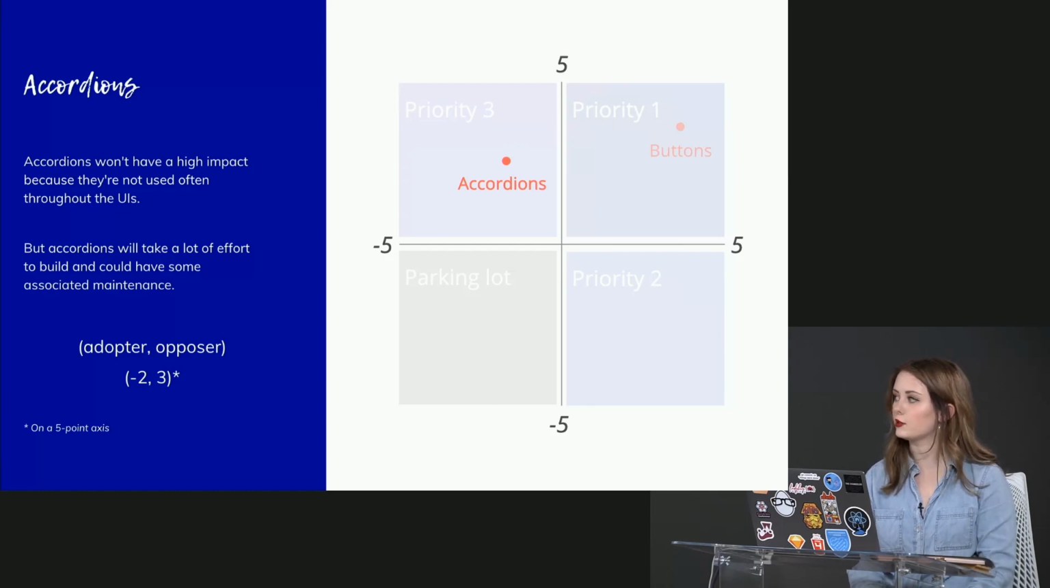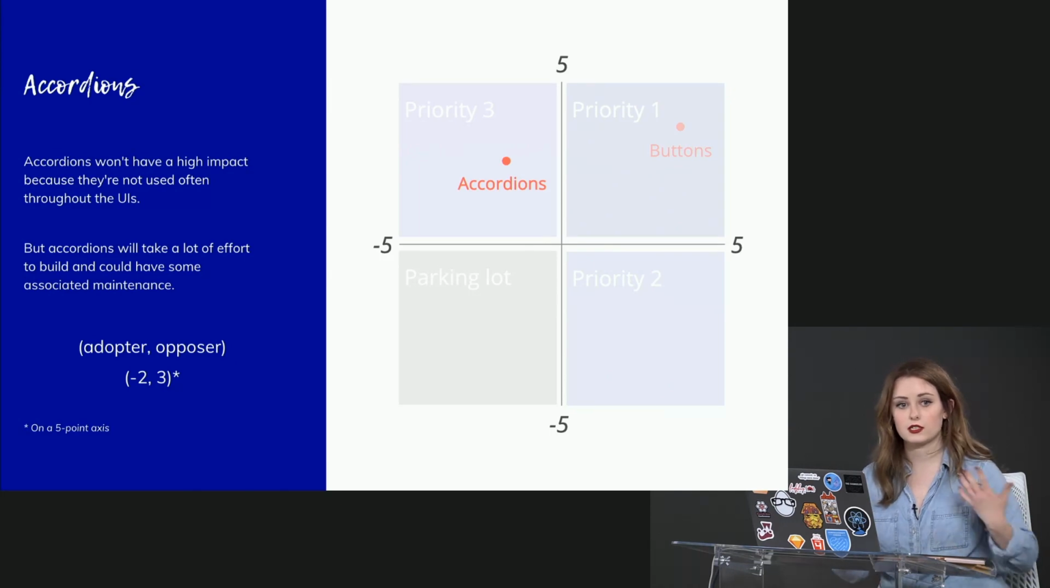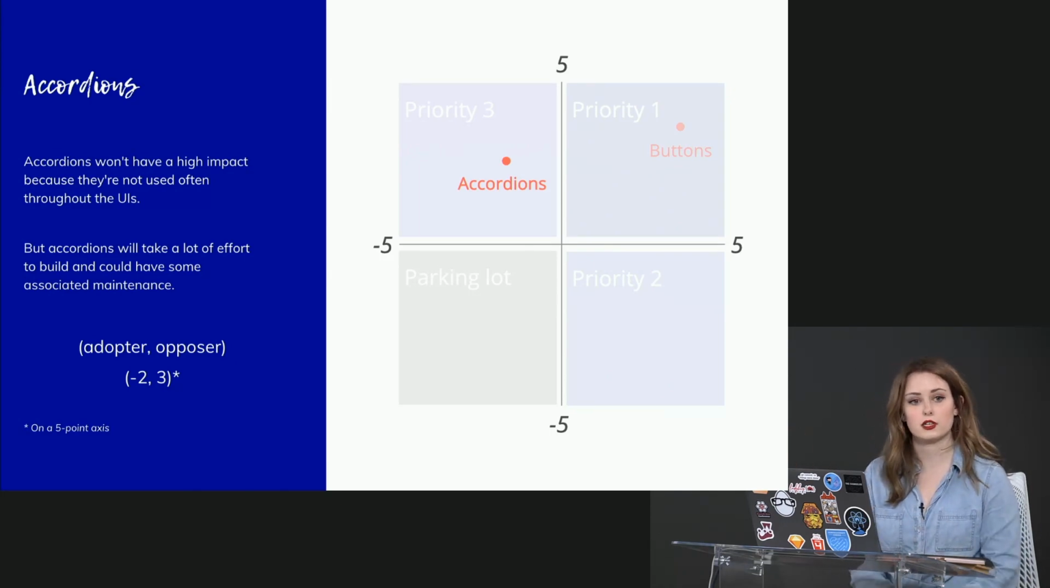So this is how you can mathematically graph the priority of your components and give that to stakeholders and be like, hey, here's our priority list and this is why.